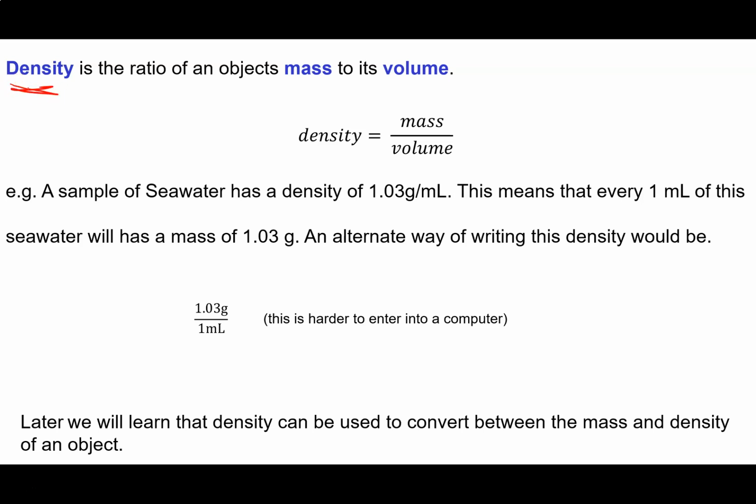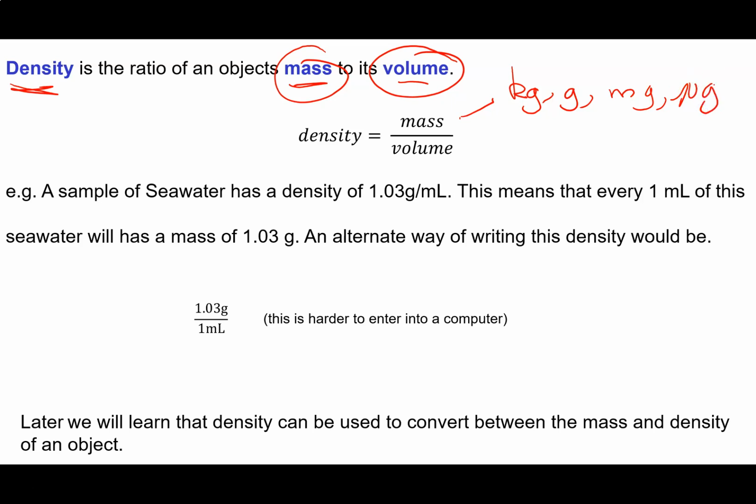The other quantity that we'll see is the density. And the density is the ratio of an object's mass to its volume. So to calculate the density of an object, we take its mass and divide by its volume. So mass has units of things like kilograms, grams, milligrams, micrograms. And then what's volume going to be? Well, it's going to have units like liters, milliliters, centimeters cubed, decimeters cubed, perhaps, etc.